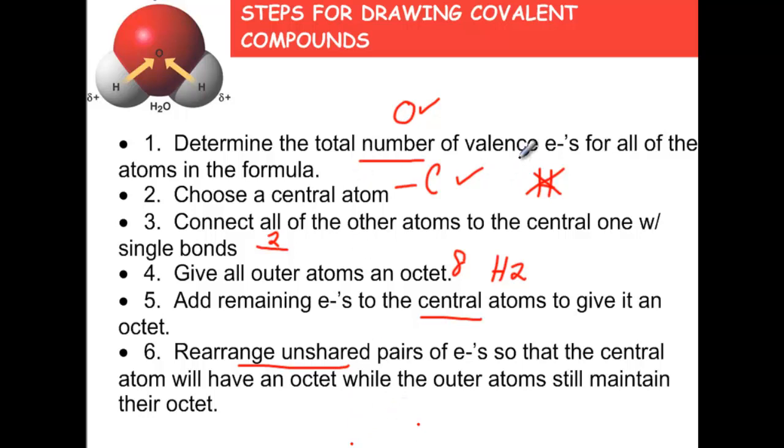So first, count up the total number of valence electrons, create a pool or a bank of electrons that they can all divvy up and use. You're going to figure out which one's your central atom. You're going to connect all the other atoms to the central one with single bonds. You're going to give all the outer guys an octet. Anything left over goes on the central atom. And then you're going to do some rearranging to make sure that everybody has an octet, including the central atom, because sometimes that doesn't have one, everybody else does, and you ran out of electrons to use.